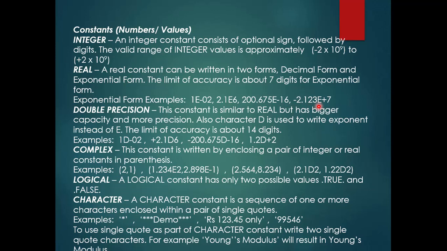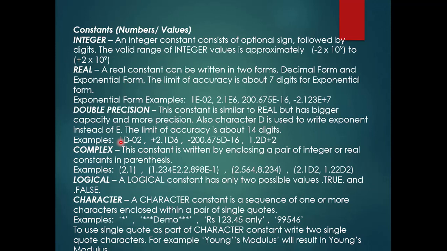Then there is double precision, another data type. So this is not something like real, but has a bigger capacity and more precision, and that's the name, double precision. So we have to write here the character D. Earlier the character was E for the exponential form, while you have to write here D to write the exponent form. And the limit of accuracy is about 14 digits. So you'll have the accuracy up to 14 digits, while earlier it was only 7 digits.